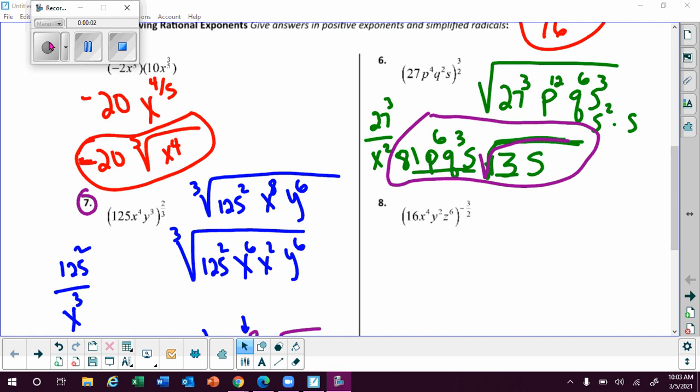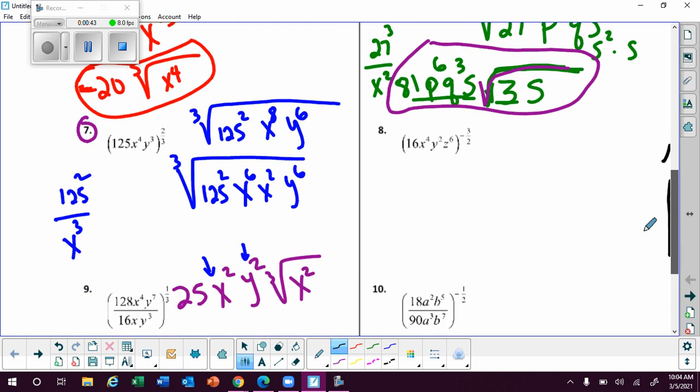All right, guys, so I'm going to finish up this so that you will have a chance to finish the whole thing for your classwork. For my second period class, I don't know if I made a mistake on number 6. I forgot to multiply the 3 times 4. Number 6 should be 81 p to the power of 6 q to the power of 3 s, and then the square root of 3s is what needs to come out. And I believe I did number 7 for both of you.